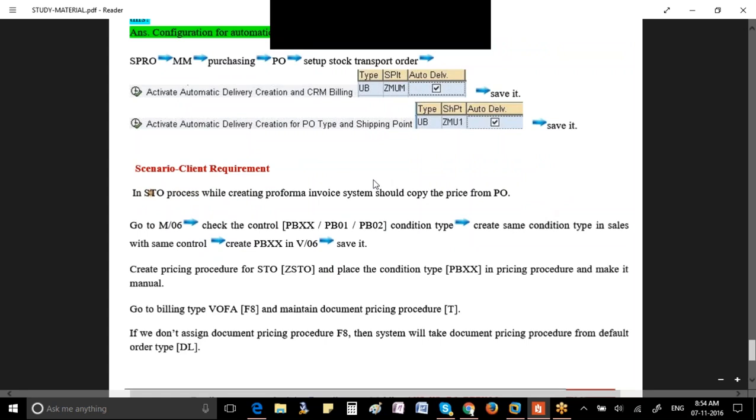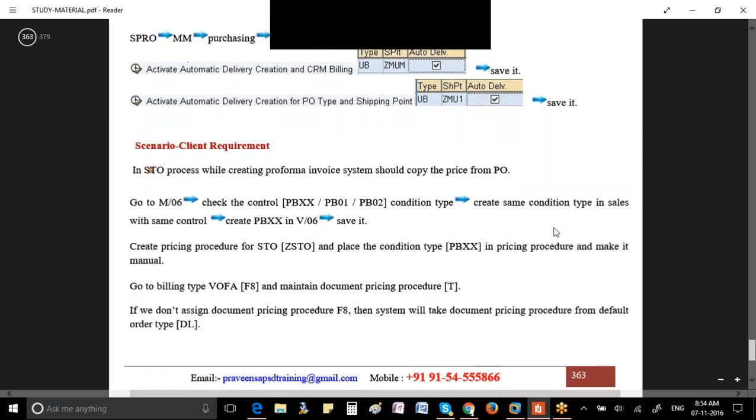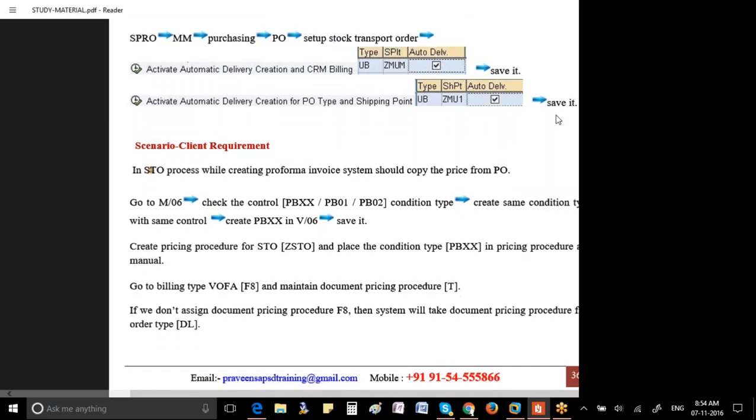So this is what I'm talking about. In the STO process, if while creating a pro forma invoice you want the price to be copied from the PO, the purchase order, how will you do that? For that we have a configuration. So what is the T code for pricing condition types? Anyone? T code for pricing condition types.